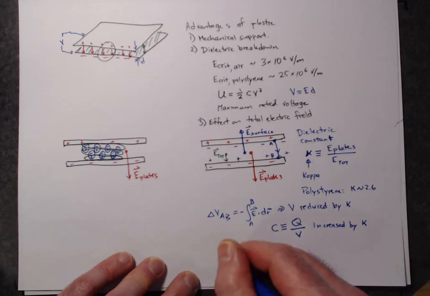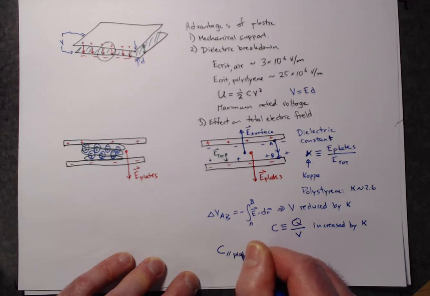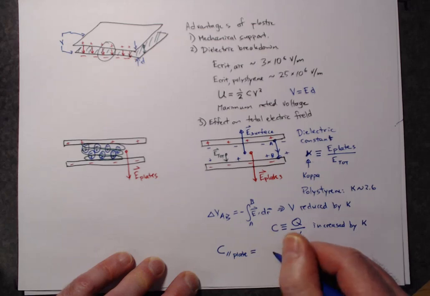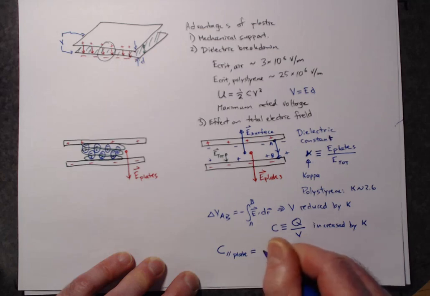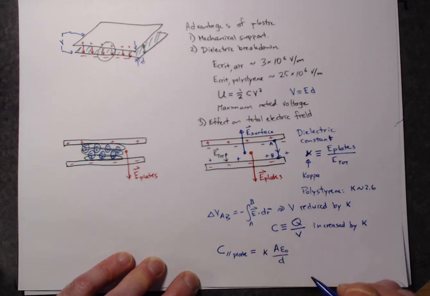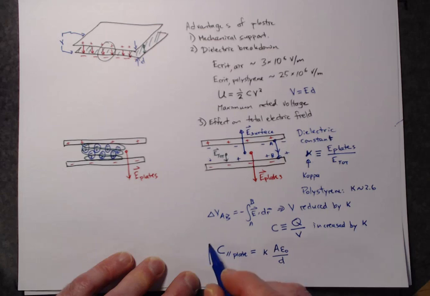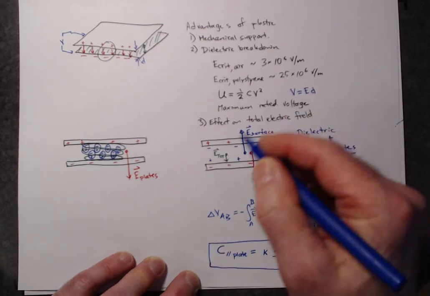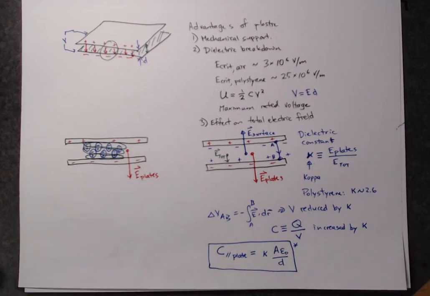So we can see from this that the capacitance of a parallel plate capacitor, if we include a plastic in between the two plates, is the result that we got before, the area of the plates times epsilon naught divided by d, multiplied by the dielectric constant of the plastic between the two plates. So that's the third advantage of putting the plastic between the two capacitor plates.